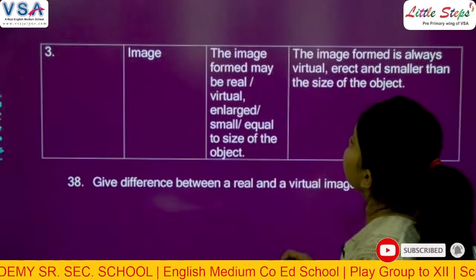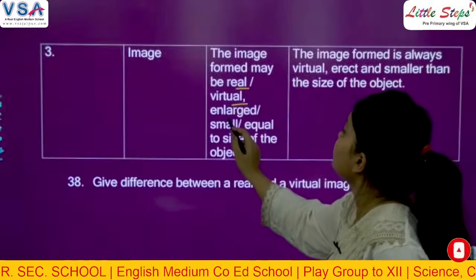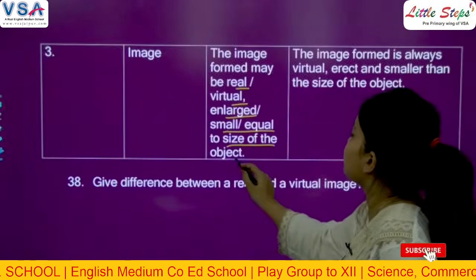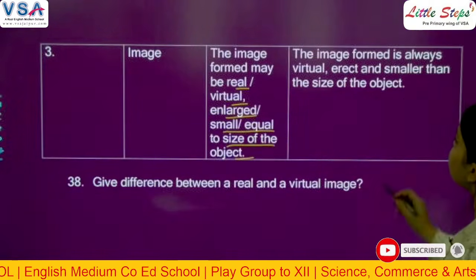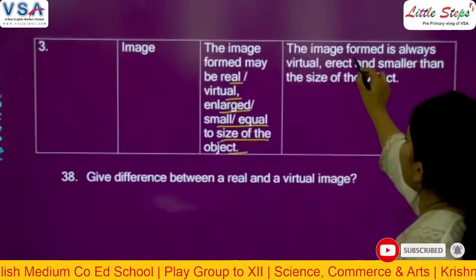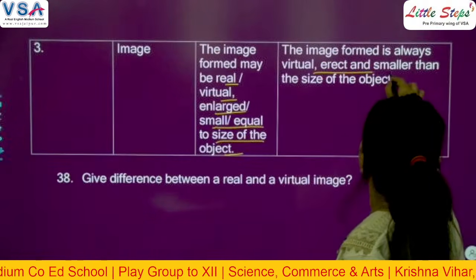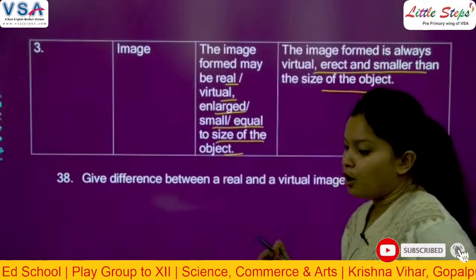Last point, the image can be real, virtual, enlarged, small, or equal to the size of the object. Vice versa, the image formed by a concave lens is always virtual, erect and smaller than the size of the object.